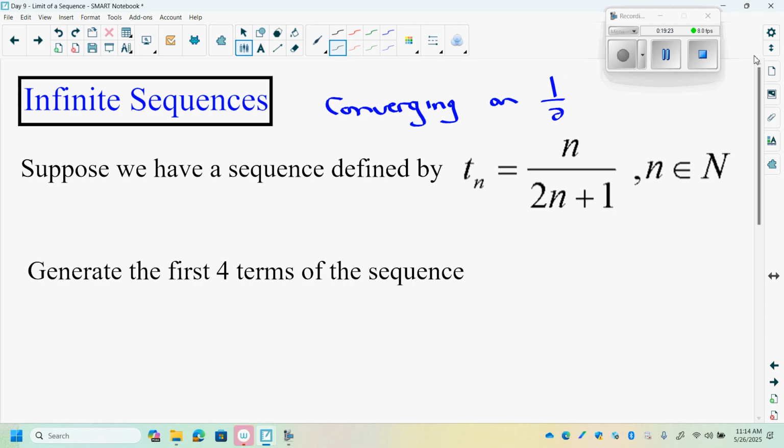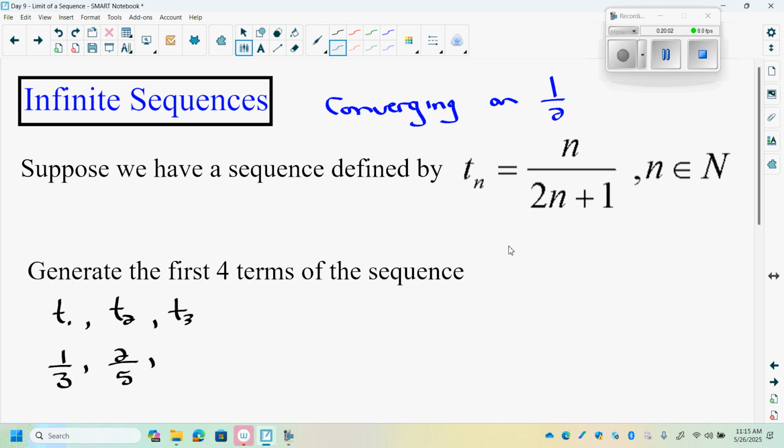Couple more examples here. It says, suppose we have a sequence defined by Tn equals n over 2n plus 1, where n belongs to the natural numbers. Generate the first 4 terms of the sequence. What would term 1 equal? If I fill a 1 in for n, I'd end up with 1 over 3. Good, Leah. If I fill a 2 in, numerator's 2, 2 times 2, 4 plus 1, 5.